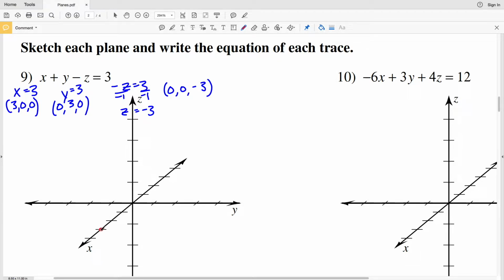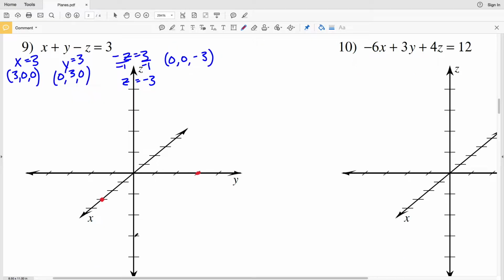(3, 0, 0), that's 3 forward. (0, 3, 0) is 3 to the right. And (0, 0, -3) is going to be 3 down. And remember, in order to sketch that plane, we need to connect the x-intercept to the y-intercept, or vice versa, the x-intercept to the z-intercept, or vice versa, and the z-intercept to the y-intercept, or vice versa. And each of those lines is the trace.